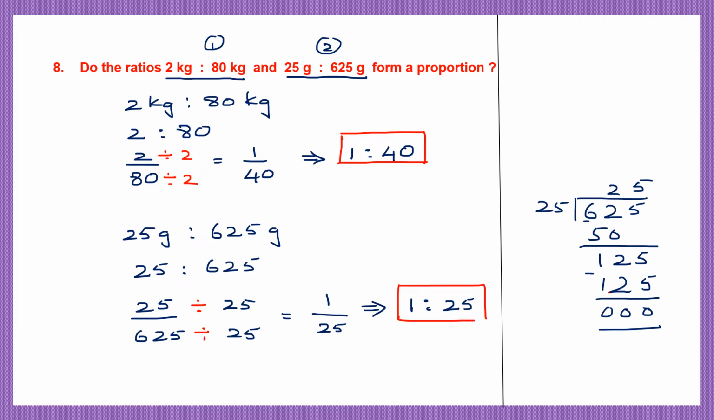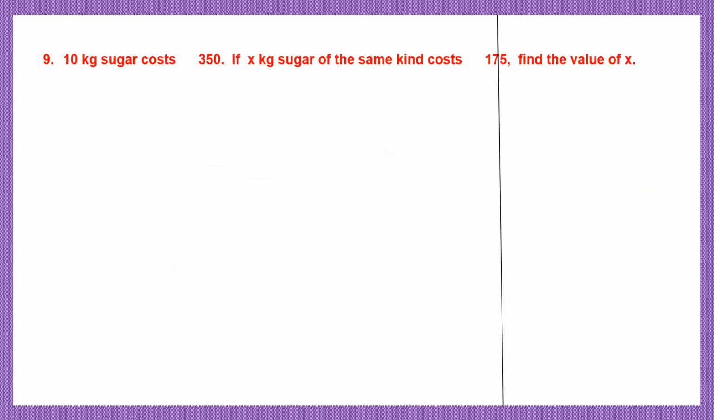So my first ratio is 1:40, and my second ratio is 1:25. That means they are not the same, isn't it? You can make out they are not the same. So they do not form a proportion. So the answer to this question is also no. Since the ratios are different, they do not form a proportion.